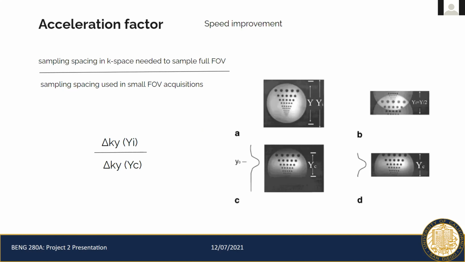Next slide. Here we define the acceleration factor as the speed improvement of the MRI system. We define it by the sampling spacing needed to sample the full FOV over the sampling spacing used in smaller FOV acquisitions. So if you look at the image from the previous slide, our acceleration factor will be delta KY of YI over the delta KY of YC.